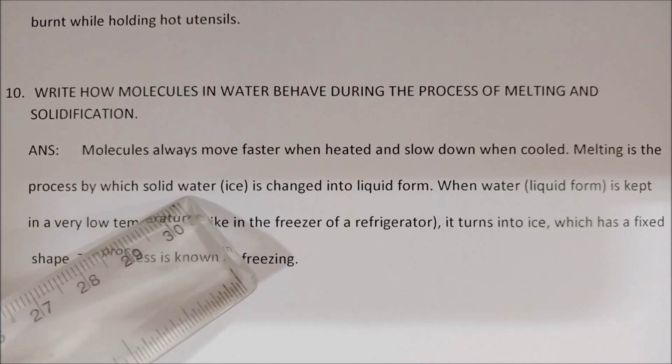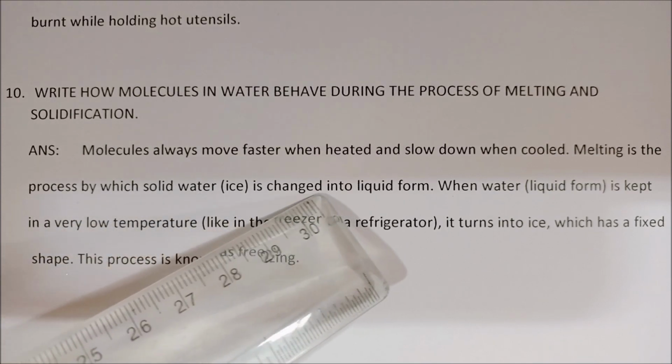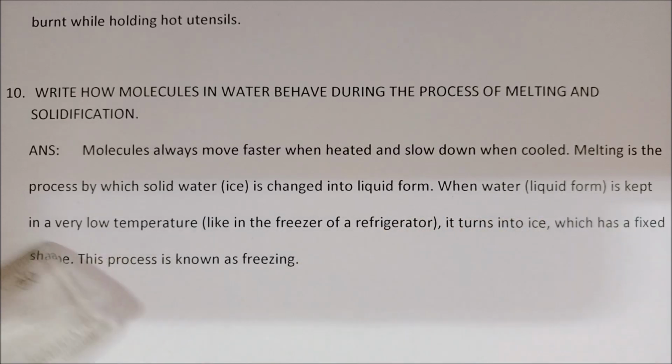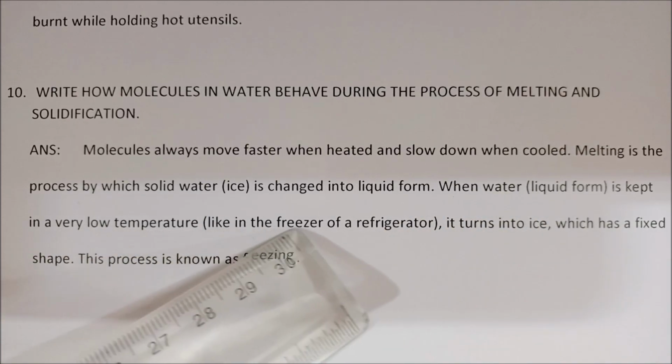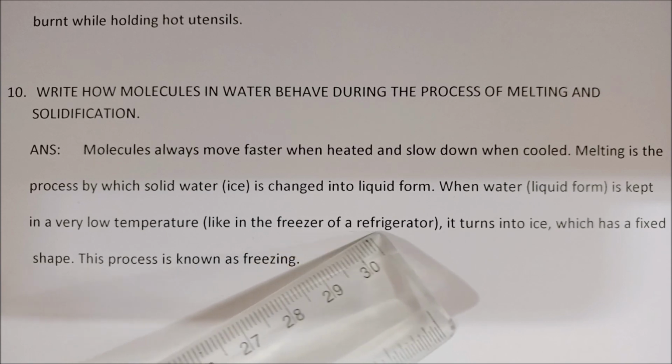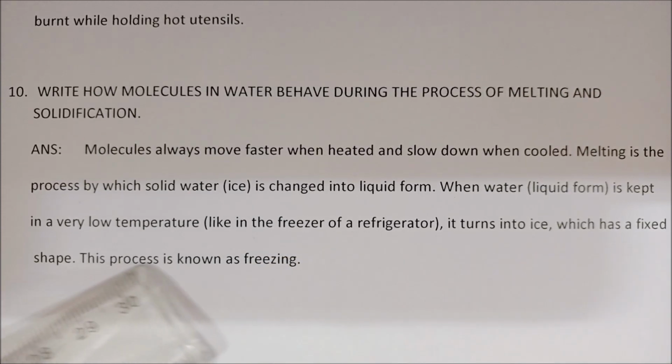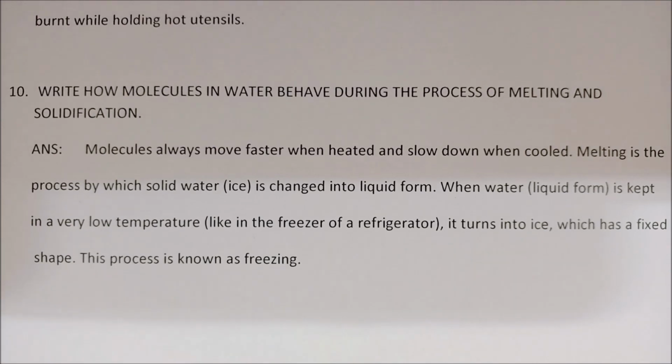Melting is the process by which solid water, which means ice, is changed into liquid form. When water which is in liquid form is kept at a very low temperature, like in the freezer of a refrigerator, it turns into ice which has a fixed shape. This process is known as freezing.